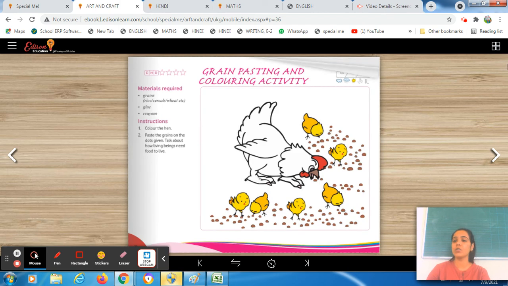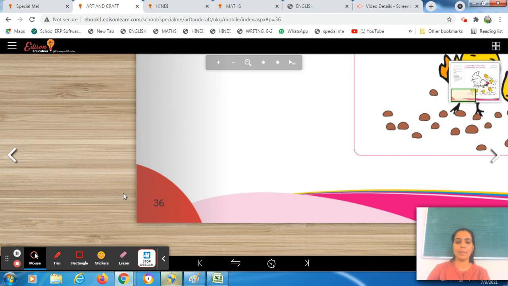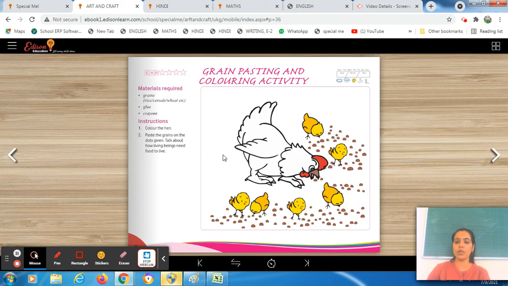Okay, students. So this is your page number 36. Let me show you the number mentioned below. So it's 36. So what you are observing in this picture, there are lots of chicks around and all are eating grains, and there is a hen, right? So what they are eating, they are having their food, grains, right? They all are eating grains. So students, this is the creative worksheet which we have to cover today.